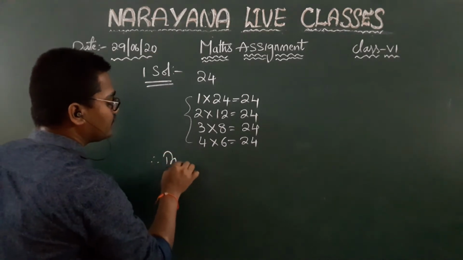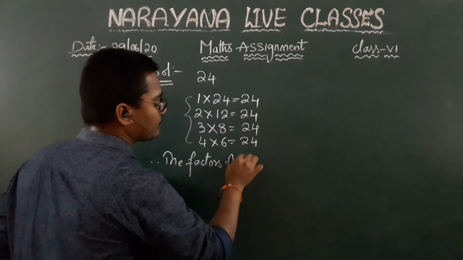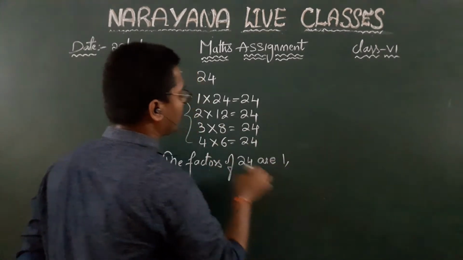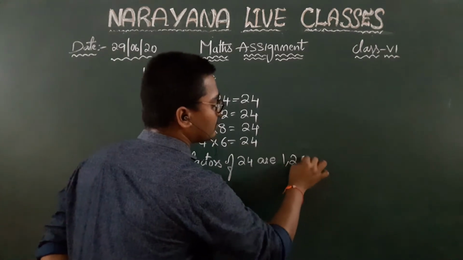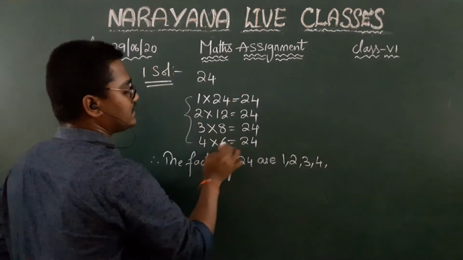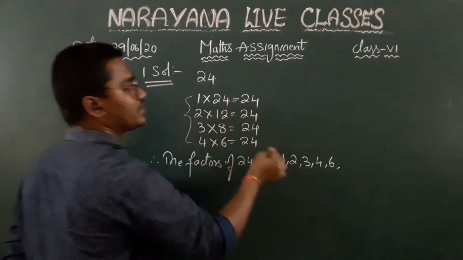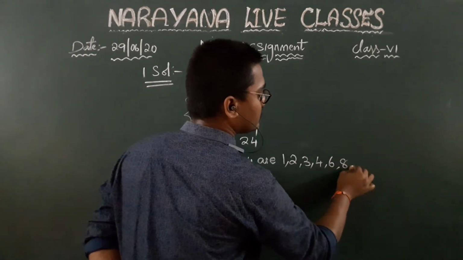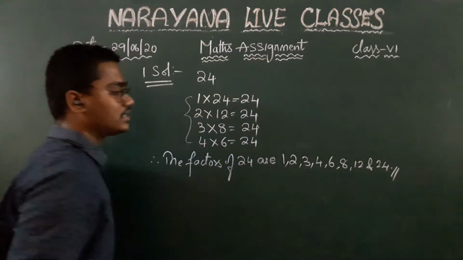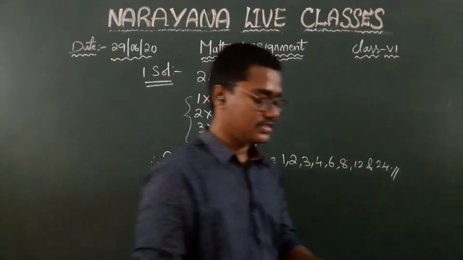Therefore, the factors of 24 are 1, 2, 3, 4, 6, 8, 12 and 24. You need to go in reverse order: 6, 8, 12 and 24. So all these are the factors of 24, children. I hope it is clear.